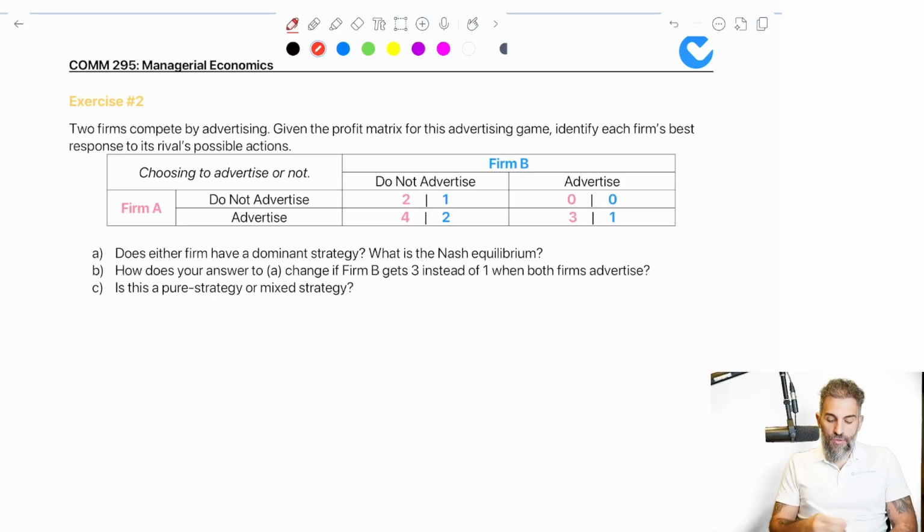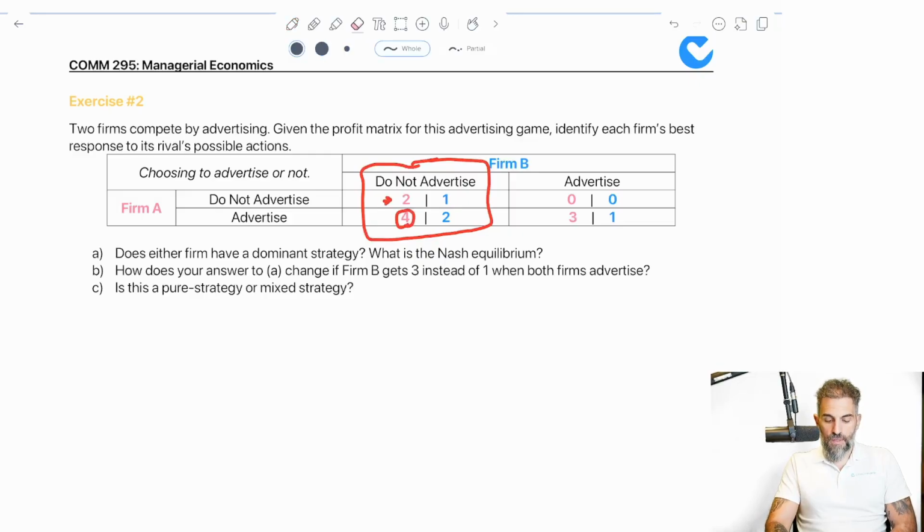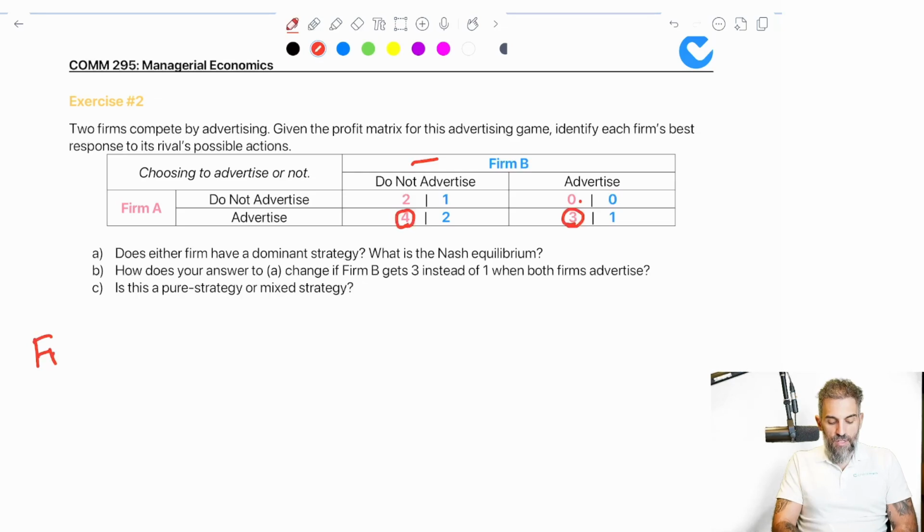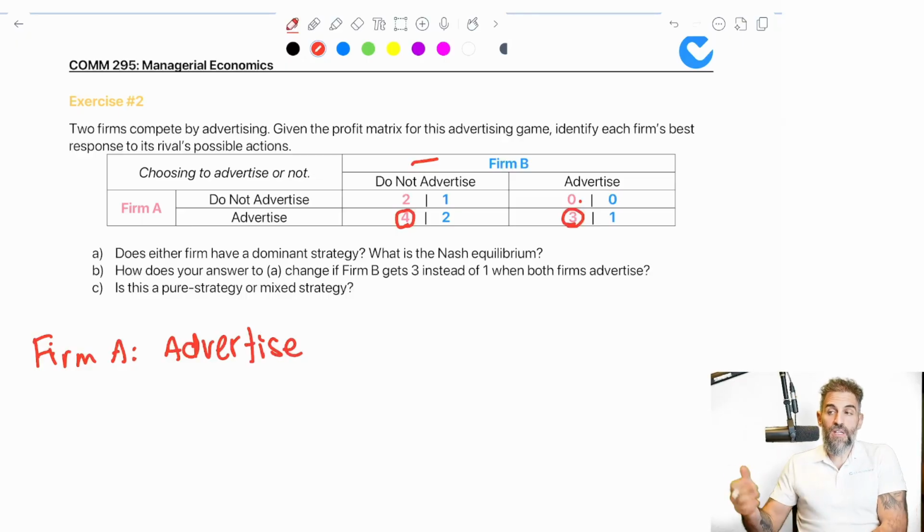So I'm going to start with A. Does firm A have a dominant strategy? So what I'll do is I'll check. Well, if firm B decides that they're not going to advertise, firm A is better off advertising because 4 is better than 2. If firm B decides that they are going to advertise, well, firm A is still better off advertising because 3 is better than 0. So I know that firm A's dominant strategy is to advertise. They will advertise no matter what. Right? Whether firm B does or not, that's still their best choice. And then we'll flip it around.